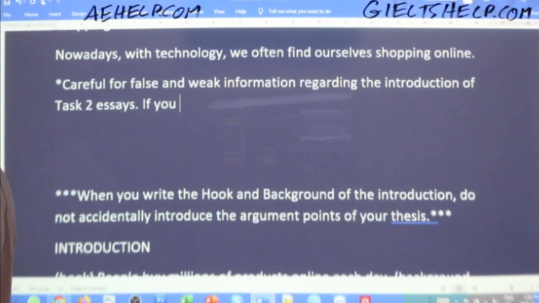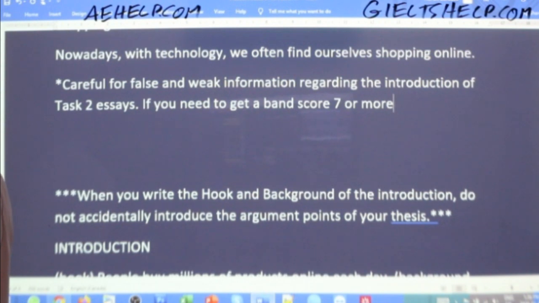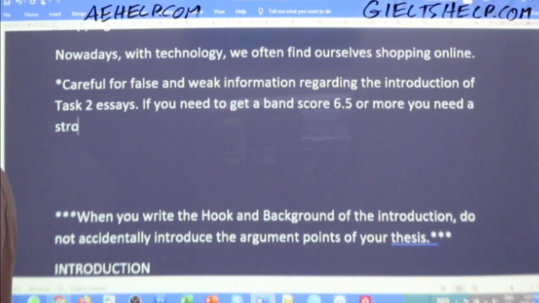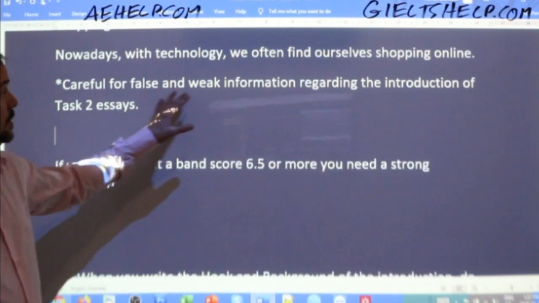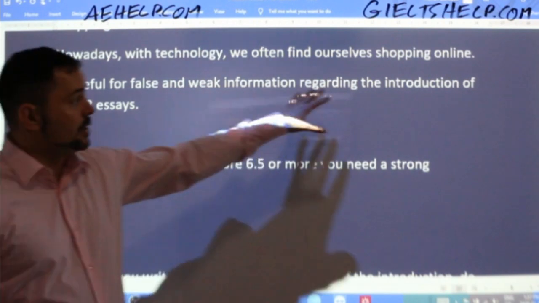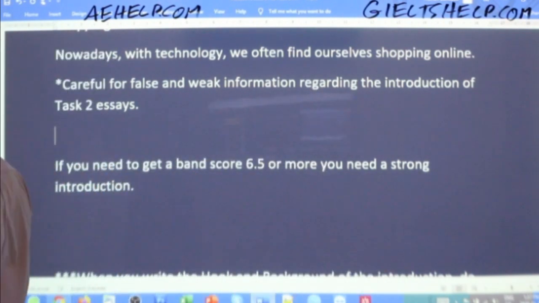If you need to get a band score 7 or more, even a 6.5, so I'm going to say 6.5 or more, you need a strong introduction. Okay, and that's what I'm going to show you that we did yesterday. So again, careful for these false and weak types of information regarding introductory paragraph.